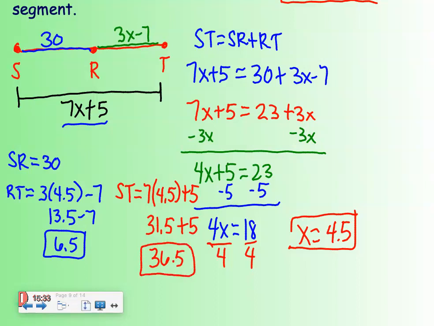Again, folks, we can check. What are my two smaller pieces? 30, and we just found out that this was 6.5. So 30 plus 6.5 gives me 36.5. And look at there, kids, that's what we wanted. We found that this was 36.5. So everything is good in the world. It all checks out.